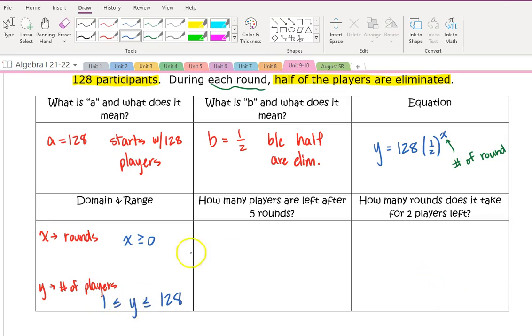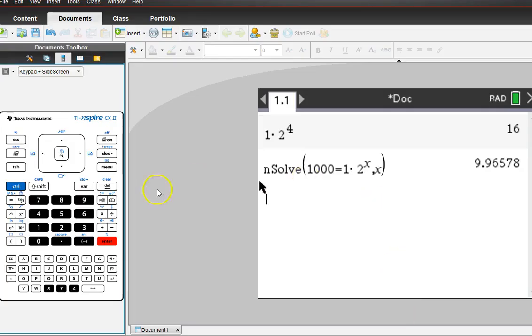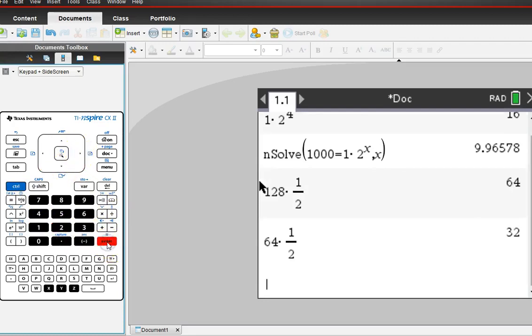You know what? I'm going to pull up my calculator. Let's figure out how many rounds happen. So what I'm going to do is, I know I start with 128 players, and I'm going to multiply this times 1/2. So after one round, half the players go, there'd be 64. I'm going to do that times 1/2 too. Okay, then there's 32, and I'm going to keep going.